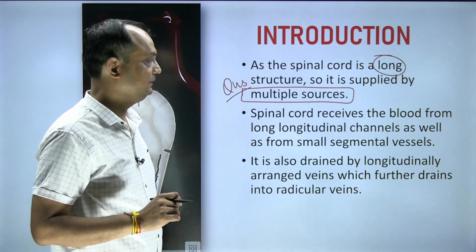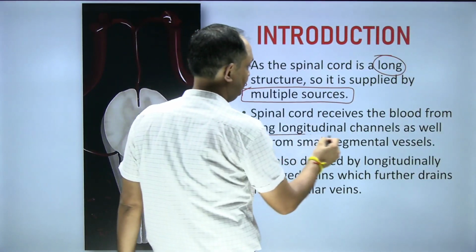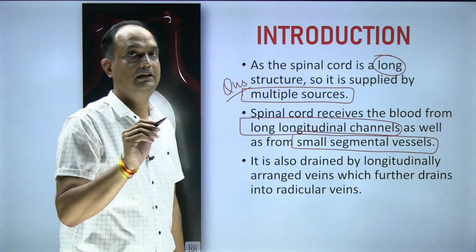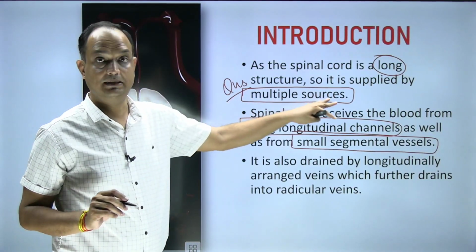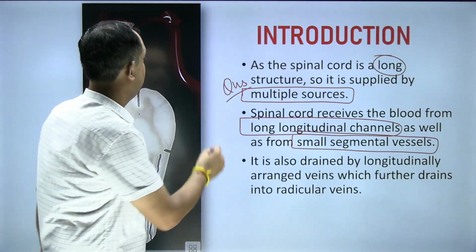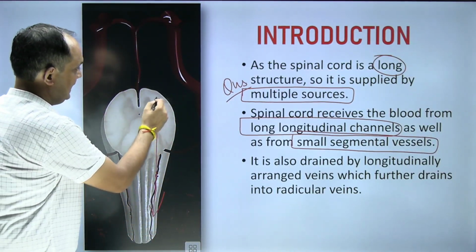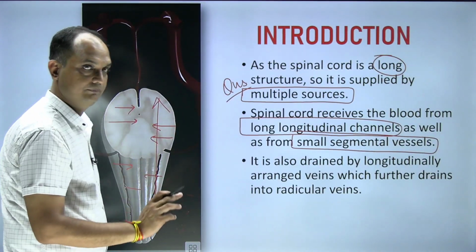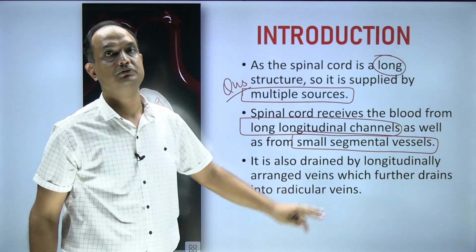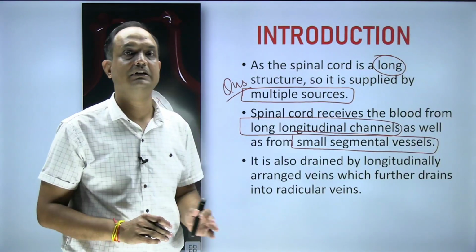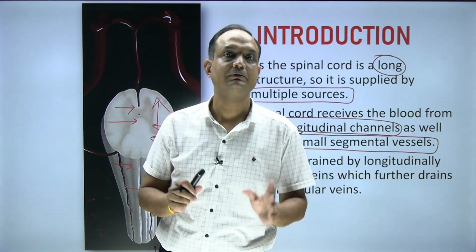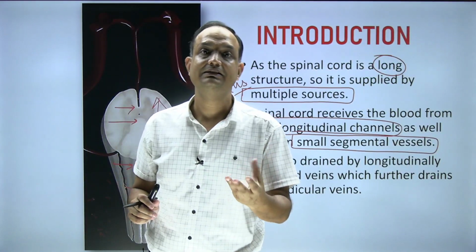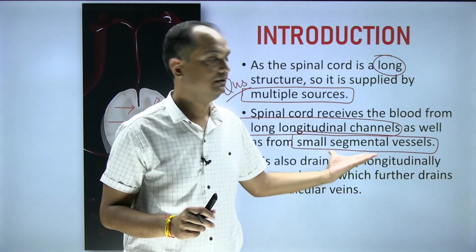The spinal cord receives blood from longitudinally arranged channels as well as small segmental blood vessels. Clear? So the first thing is that there are multiple sources, and these sources are arranged longitudinally as well as supplying from different segments to the spinal cord. So there are two things which you have to be very clear about in the initial part of this lecture, that whenever you are talking about the blood supply of the spinal cord, there are two things. One is the longitudinal channel and the second is small segmental blood vessels.